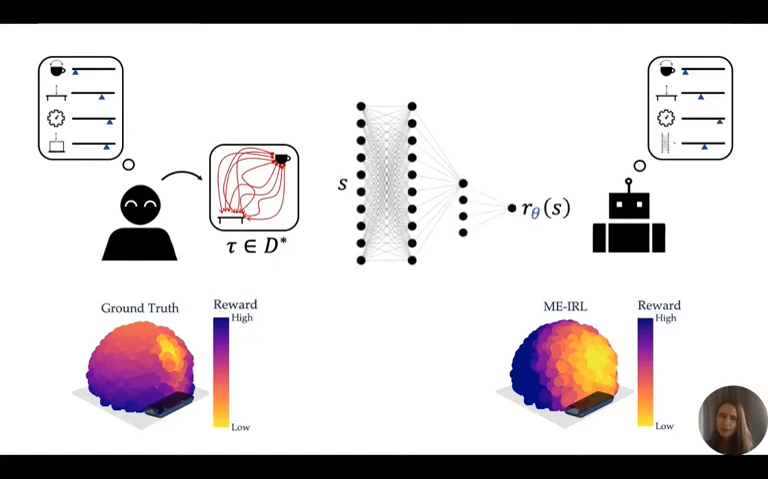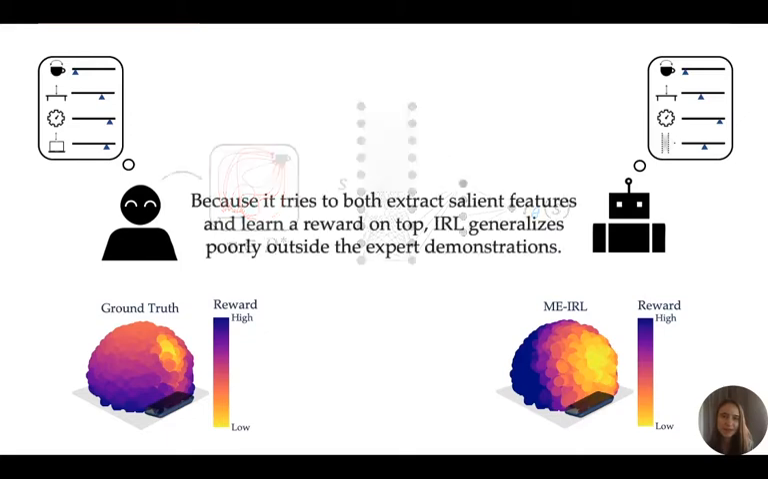So with this neural network structure, the method is just kind of hoping to learn the missing features implicitly from the demonstrations. But by trying to both extract salient features of the task and learn the reward on top of them all at once, deep IRL ends up generalizing pretty poorly.